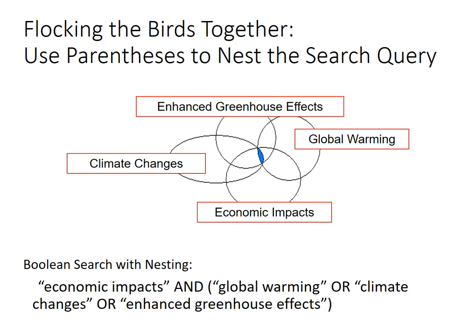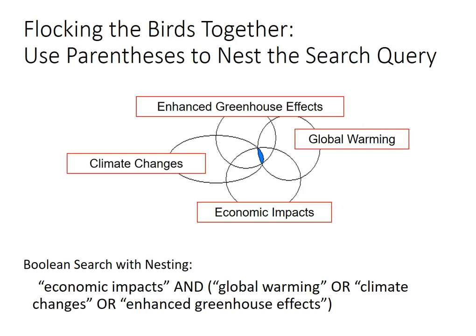Now, in this search query, we have used nesting by putting the parentheses around the synonyms of global warming or climate changes or enhanced greenhouse effects. By using nesting, we command the search engine to first look for the results within the parentheses, then combine these results with the term or phrase attached by the Boolean operator AND.